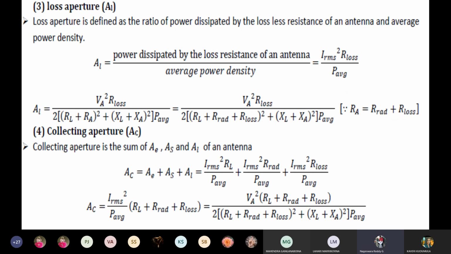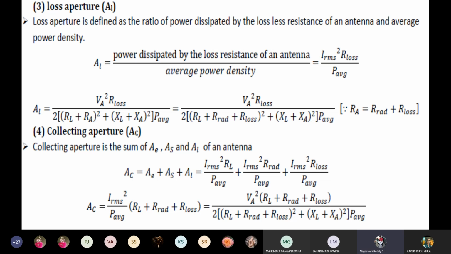So let's go to the next one, loss aperture. Loss aperture is defined as the ratio of power dissipated by the loss resistance of antenna and average power density. What is loss aperture? That is indicated by A_L. That is power dissipated by the loss resistance of antenna to that of average power density: I_RMS square into R loss by P average.